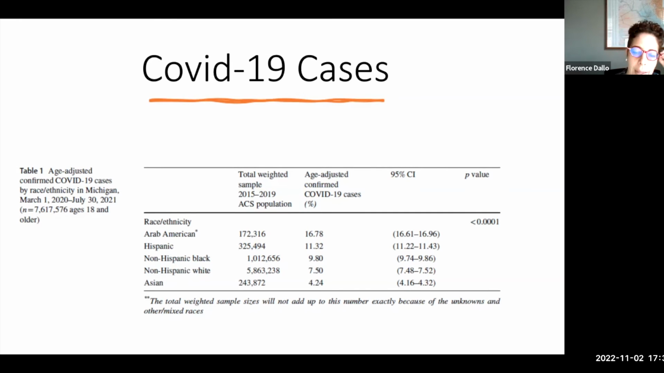The next paper we're looking at is mortality. So we're currently analyzing data for mortality from COVID among the Middle Eastern group. Next slide.